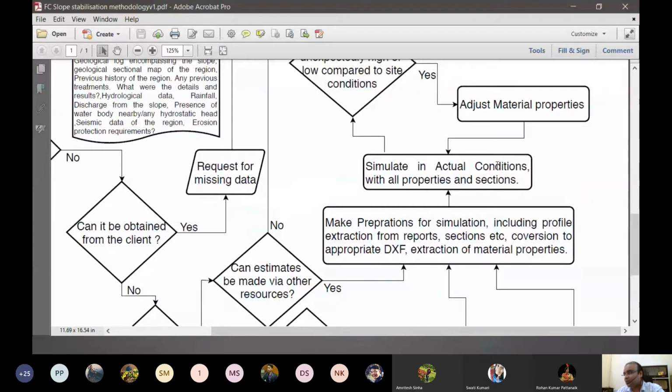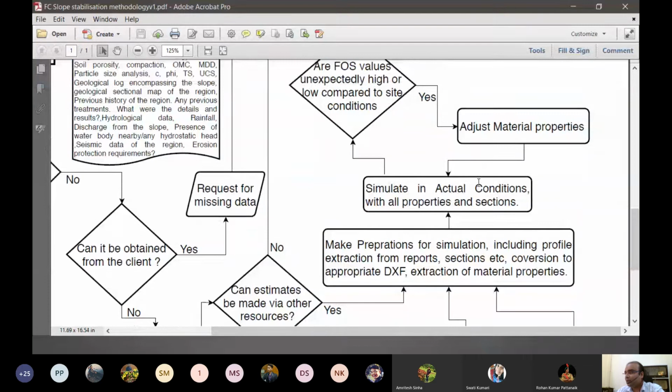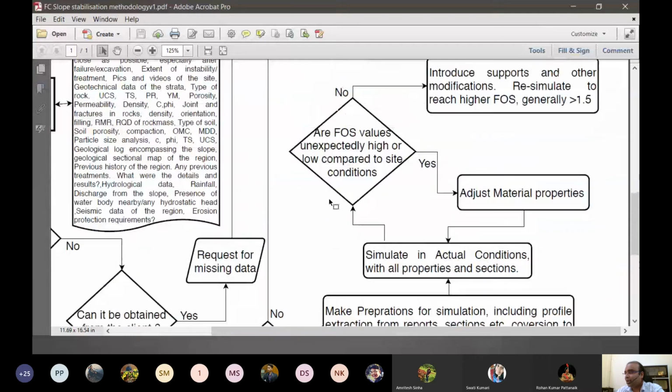We simulate in actual conditions with all properties. Okay, and we see, are the FOS values unexpectedly high or low compared to site conditions? Now we had already visited, or we have sufficient data to understand what the site condition is. So are the values of factor of safety unexpectedly high or low? If yes, we have to adjust material properties. This is called back analysis or follow-up adjustments.